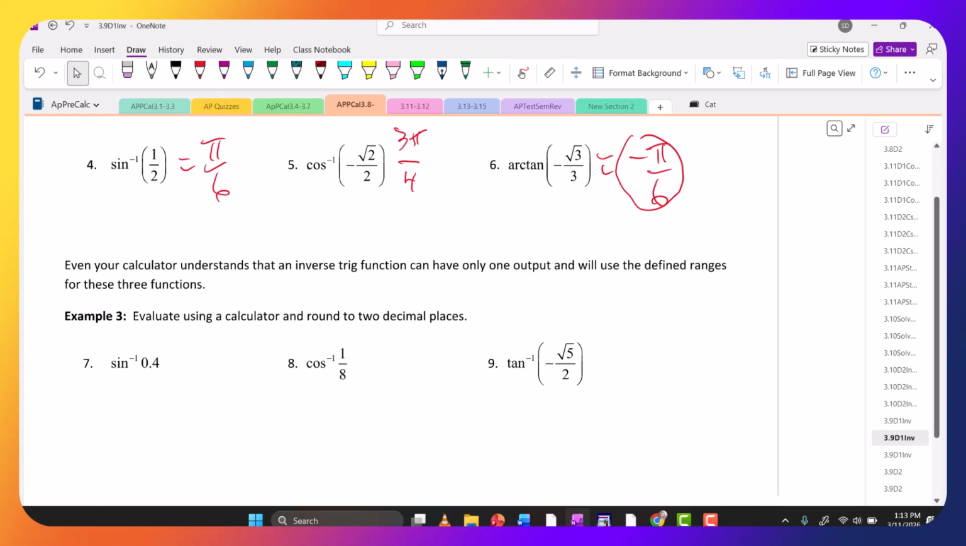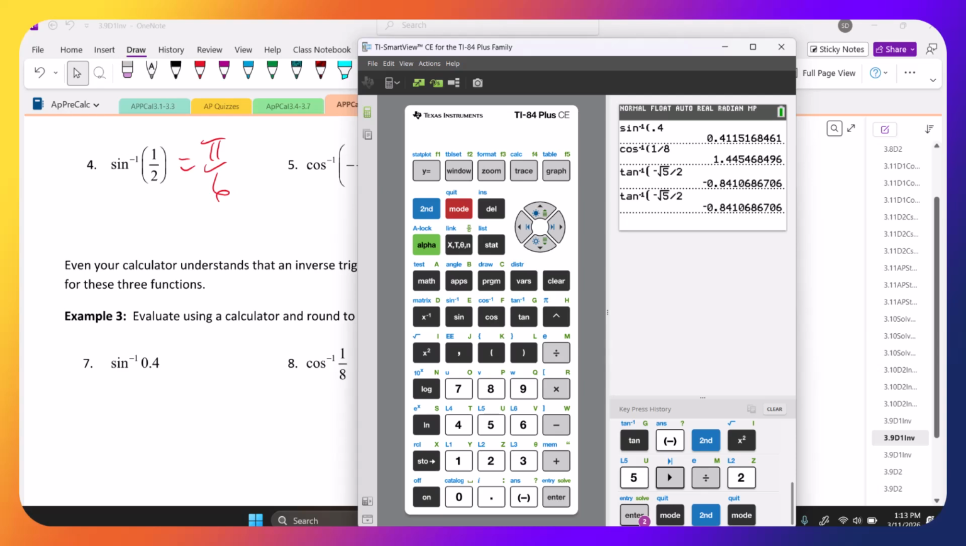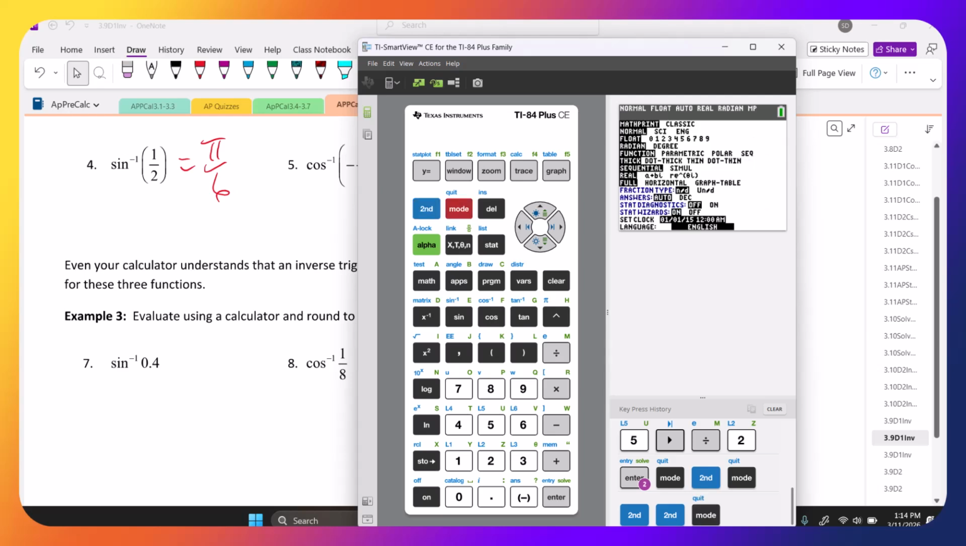All right, now go to your calculator. I already have these typed in. I just want to make sure you understand that you are in this mode. When you're going to the calculator, you're in radians.